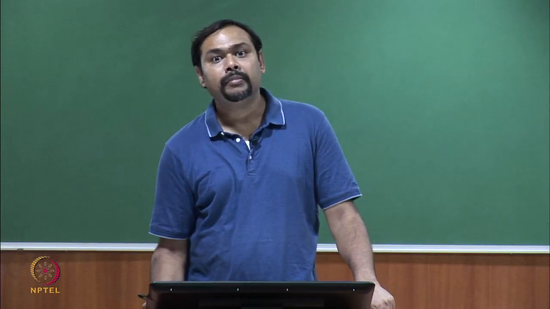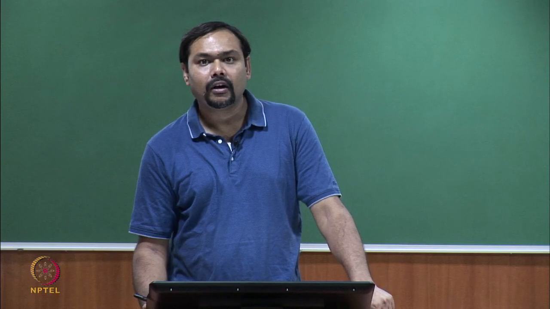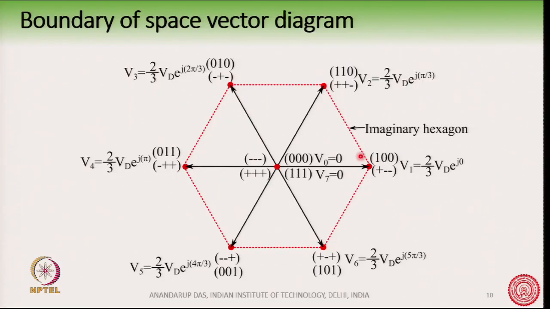So, these 8 space vectors are basically forming the boundary of an imaginary hexagon, which is shown by the dotted line in this figure. The hexagon is imaginary. In this diagram there are only 8 vectors, but for the sake of understanding and for the sake of easy implementation of space vector PWM, we can think of the boundary as a hexagon. Of course, this is imaginary.